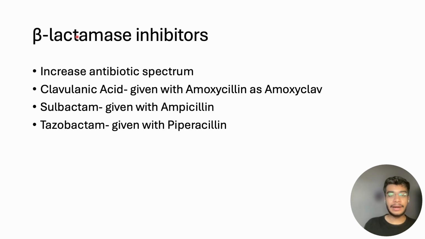Now, what are beta-lactamase inhibitors? As we all know, beta-lactamase is the enzyme that breaks down the beta-lactam ring. So we have a few inhibitors. These inhibitors, when given with the drug, can increase the antibiotic spectrum of the drug. There are three beta-lactamase inhibitors. First is clavulanic acid, second is sulbactam, and third is tazobactam. Clavulanic acid is given with amoxicillin as amoxiclav. Sulbactam is given with ampicillin and tazobactam is given with piperacillin.